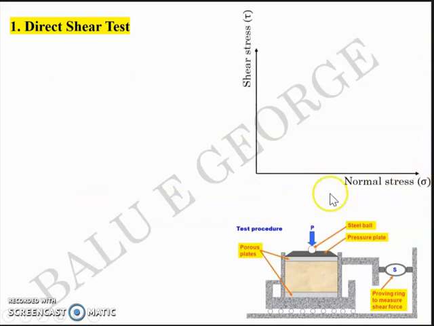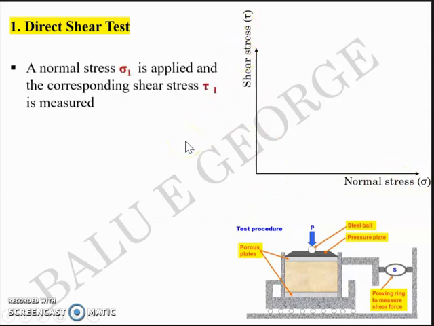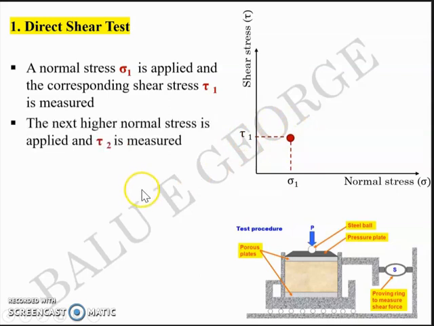You have the normal stress sigma and the shear stress tau. So a normal stress sigma 1 is applied and the corresponding shear stress tau 1 is measured. Like this, you have sigma 1 and then you have the tau 1. You will get 1 point here. The next higher load or the next normal stress is applied and tau 2 is measured. Like this, you have sigma 2 and tau 2, the second point.